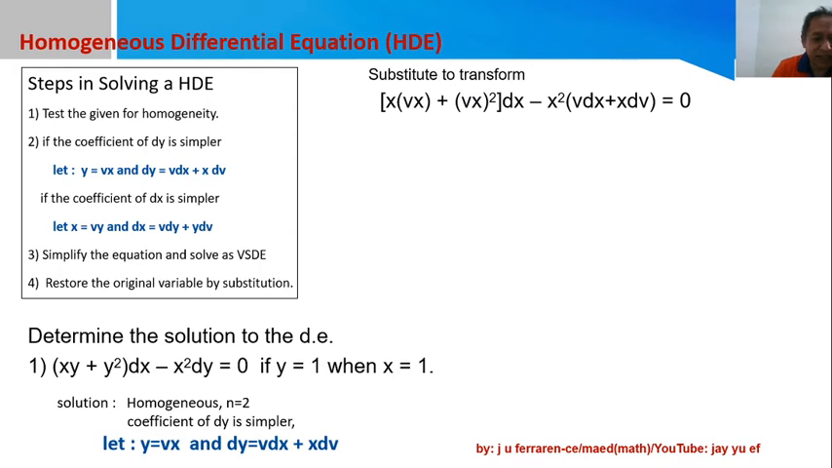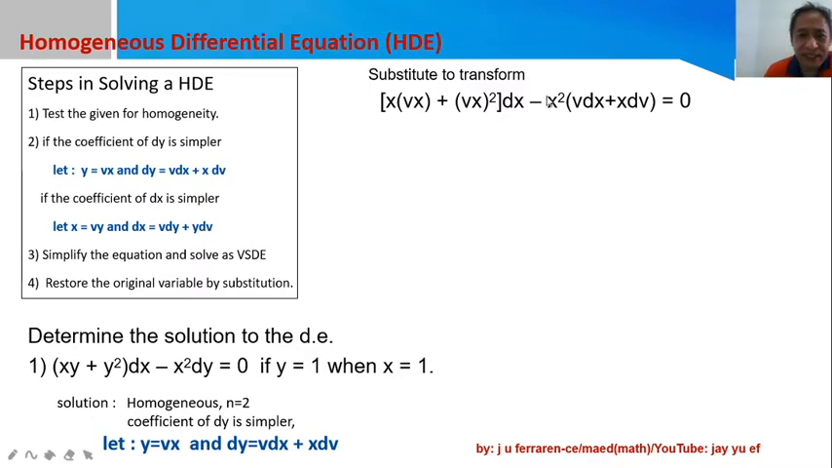Now, substituting, replacing your y with vx, no? So we have v with y, so that is why we have x times the vx, then plus the y squared. Okay, this is vx. So this is now the coefficient of the dx free from y, minus x squared, and then the dy is now equivalent to the v dx plus x dv.